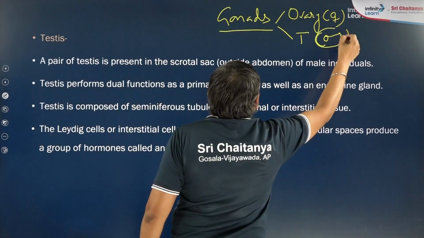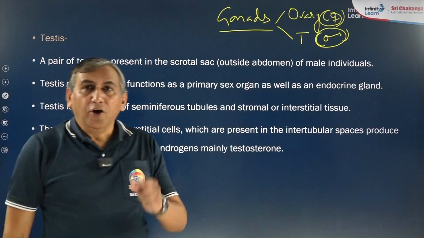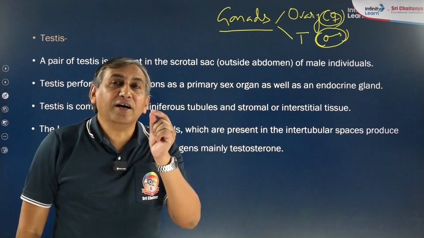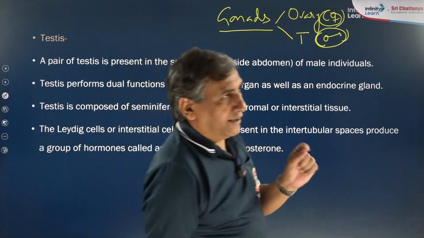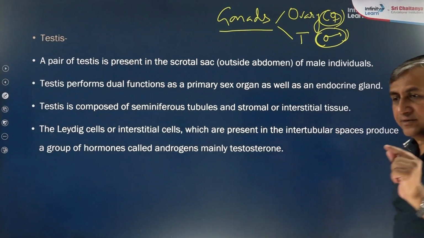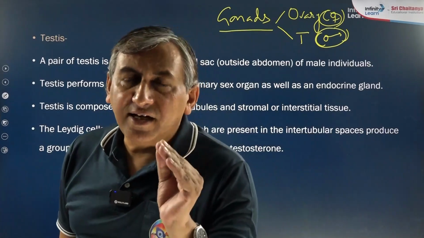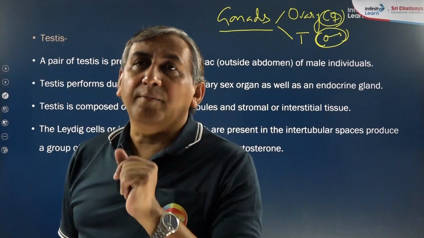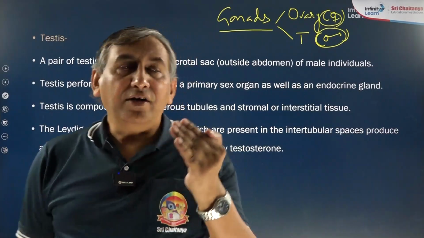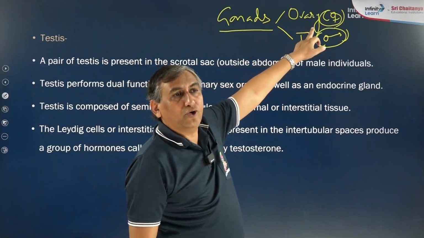You know this symbol? Okay. So testis in male and ovary in female. Both are also composite glands. Why? Because the basic function of the testis, known by you, is the synthesis of male gamete, sperm. Basic function of ovary is the synthesis of female gamete, ovum.